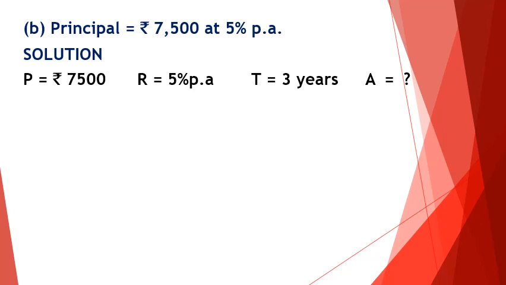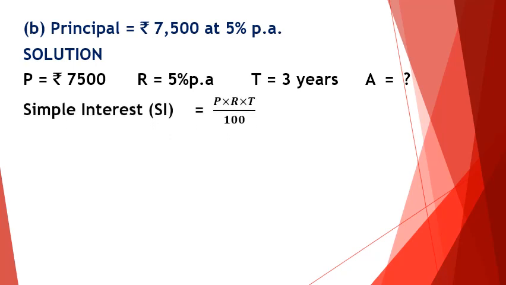Can you say the formula of simple interest? Yes, it is PRT upon 100. We have written all the values over here. You have to simply substitute. So 7500 into 5 into 3 whole divided by 100. Cancellation is so easy. Cancel two zeros from the numerator and denominator. So we get 75 into 5 into 3 equal to rupees 1125.